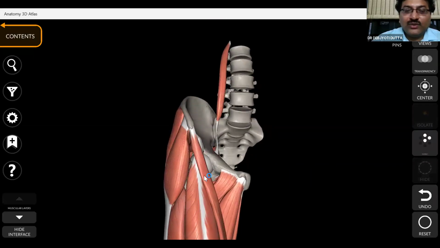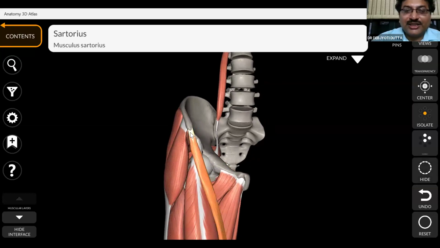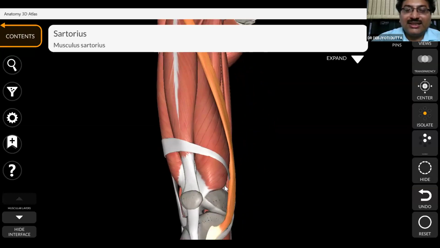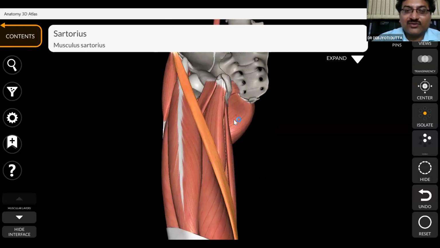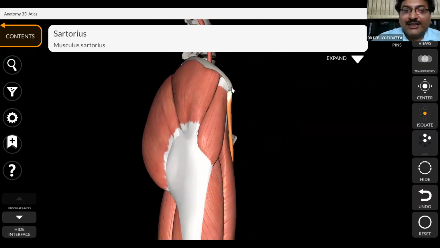If you hide this iliopsoas, then the femoral head becomes visible. From the anterior superior iliac spine we have the sartorius, which attaches above to the anterior superior iliac spine and below to the medial part of the tibia as part of the pes anserine tendons. From the anterior portion of the iliac crest close to the anterior superior iliac spine, the muscle taking origin is the tensor fascia lata. Then we have the gluteus maximus, and slightly deeper to it, the gluteus medius.